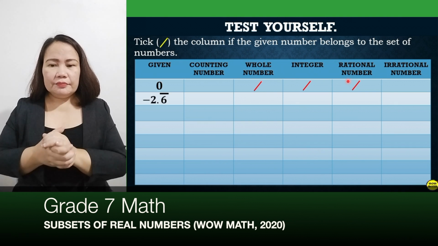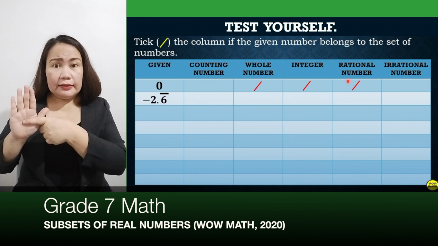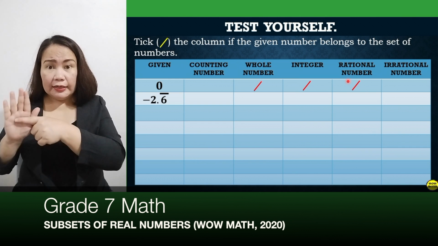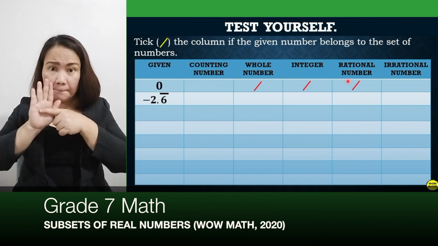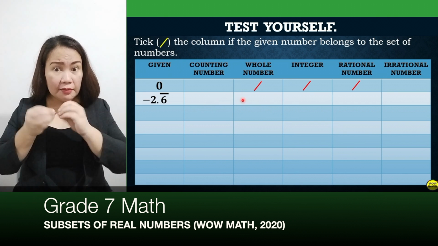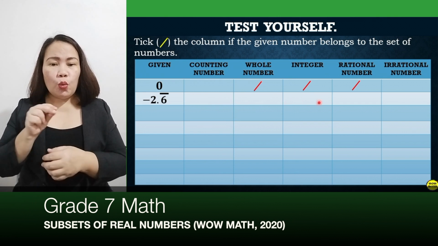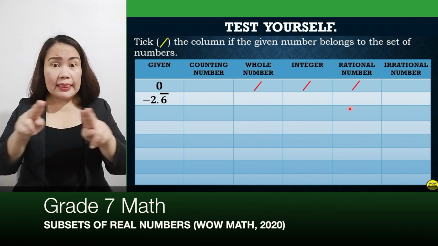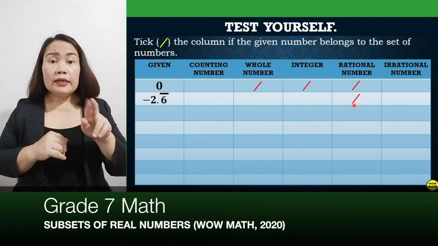Next, I have negative 2.6 vinculum. So this is an example of repeating and non-terminating decimals. So, kung decimal siya, is it a counting number? No. Kasi ito ay under whole integers lahat. So, therefore, since this is under non-integer, this is a rational number.